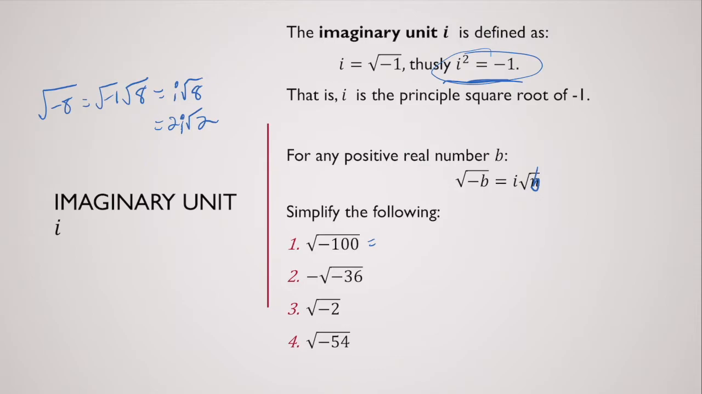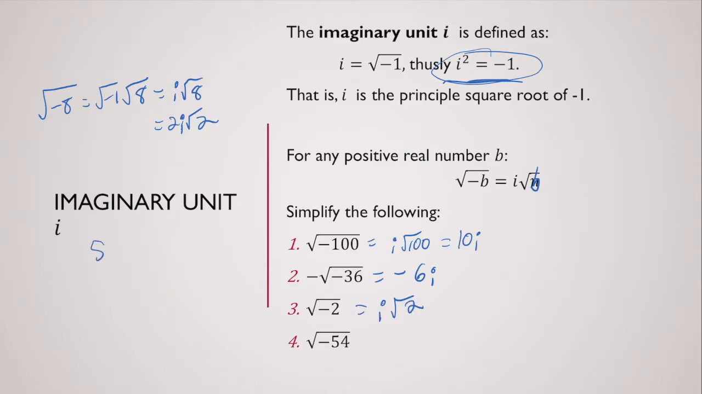So you always want to pull out the imaginary part first. So if I have the square root of negative 100, that's i square root of 100, which is 10i. We kind of treat i like a variable. It always comes second. If I have negative square root of negative 36, that's going to be a negative 6i. If I have the square root of negative 2, that's i square root of 2.